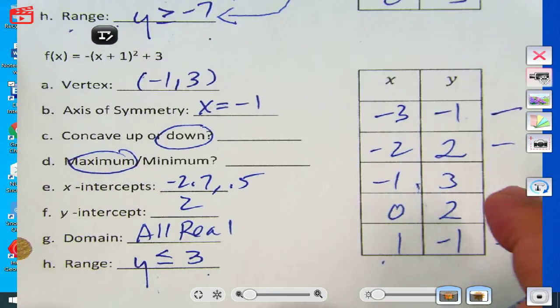Do you know how I got negative 1, 3? All right, so I just counted backwards from there and counted forwards from here. So subtract 1, I get negative 2. Subtract another 1, I get negative 3. And then I have negative 1 plus 1 is 0. 0 plus 1 is 1. Did you understand that? So where do you start? From the vertex. I start from that one and then go backwards and go forward.